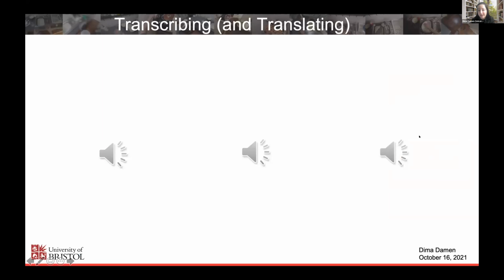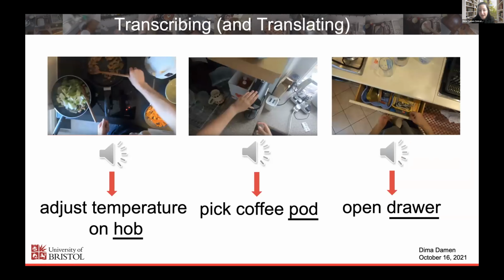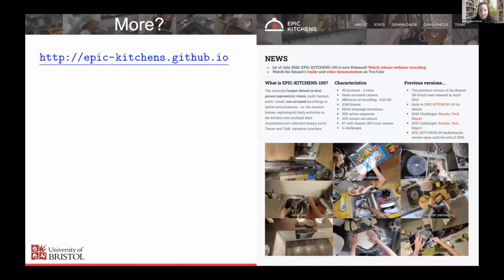And then from these narrations, "adjust temperature on hot. Big coffee pot." You get people to transcribe, and one of the approaches we used is also to make sure that people have access to the visuals, because some of these words don't get correctly recognized when you hear the narration if you don't see the visuals in action. So this is Epic Kitchens and how we collected narrations in Epic Kitchens.